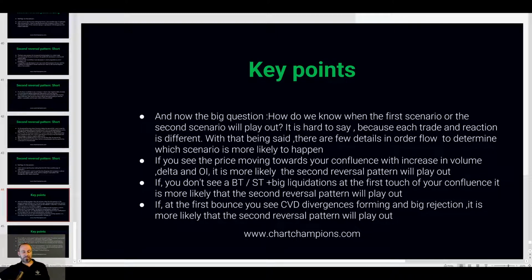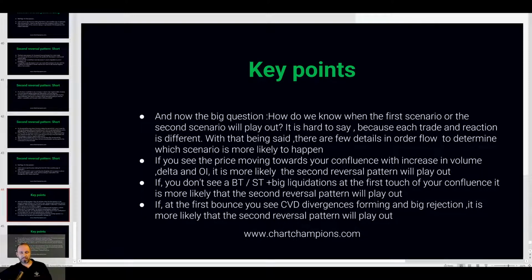So most of the time, if you see the price moving towards your confluences with increases in volume delta and open interest, it is more likely for the second pattern to play out. If you don't see a buying tail, selling tail, and big liquidation at the first touch of your confluence, it is more likely that the second reversal pattern will play out. And if at the first bounce you see CVD divergence forming and big rejection, it is more likely that the second reversal pattern would play out.